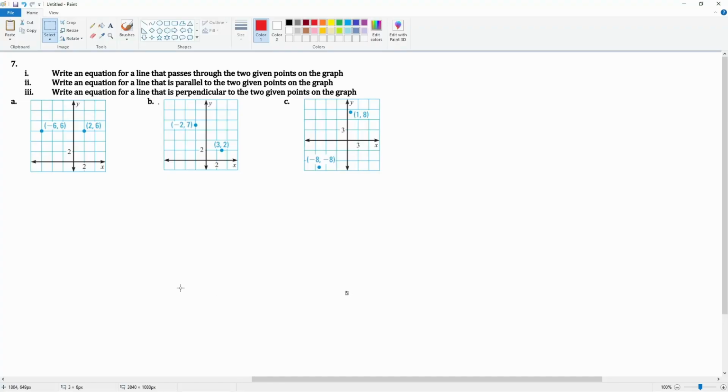Number 7, there's 3 parts. The first one, you're going to write an equation of a line that is given through that graph. In this line, I'm going to denote in red, right? It's an equation that passes between these 2 points. Then in blue, I'm going to write the equation that is parallel to it. Then in green, I'm going to write the equation that is perpendicular to it.